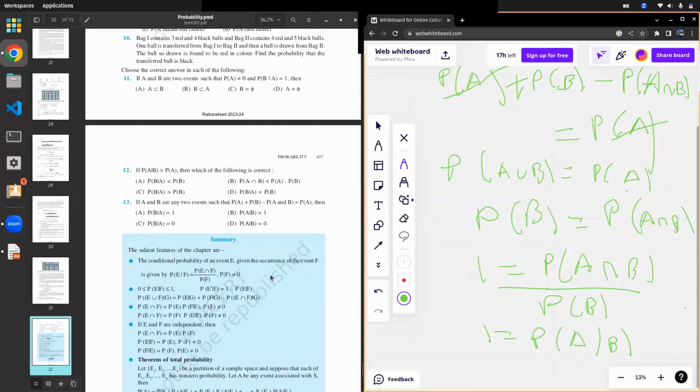So now we have completed the exercises in the probability chapter.